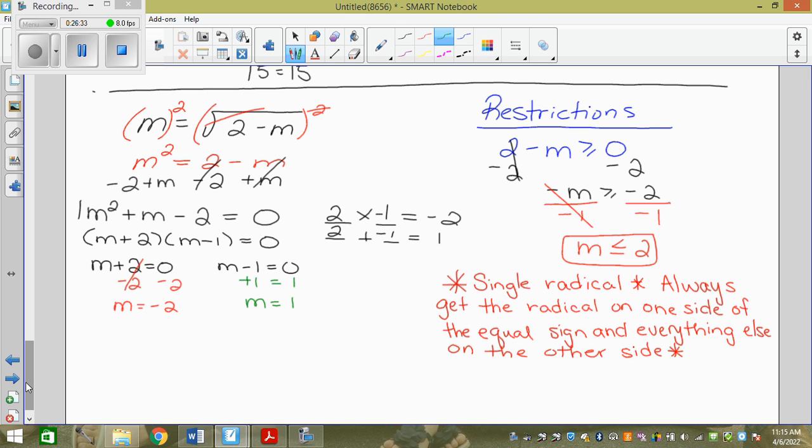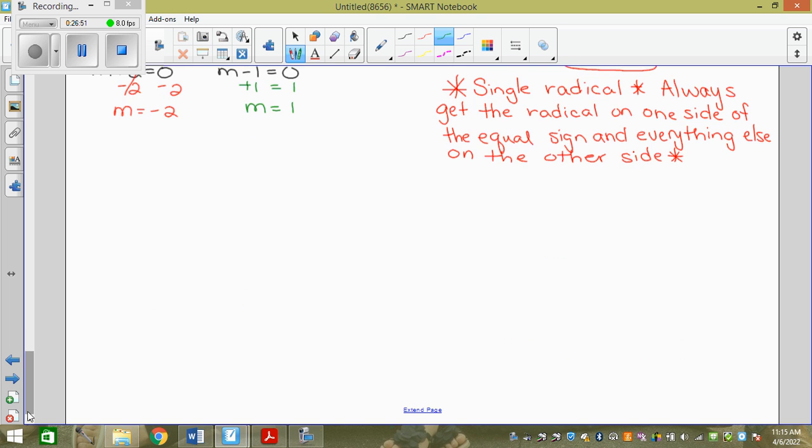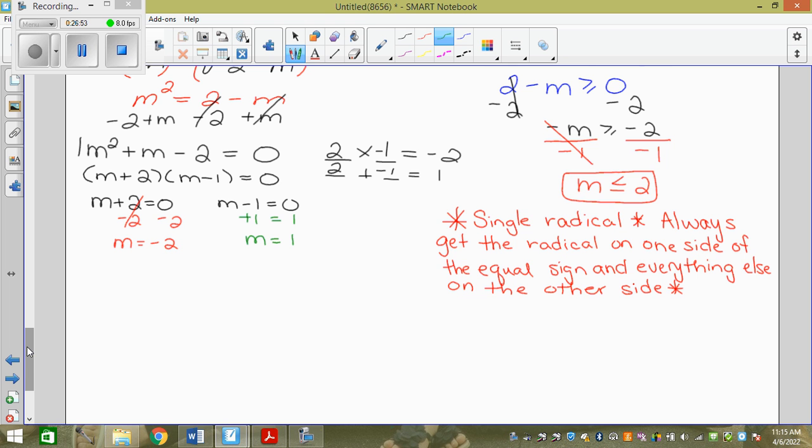Now what's my restriction? M has to be less than or equal to 2. Are both of those less than or equal to 2? Yeah, so they fit in the restriction, but we still have to verify to see if they actually work. Because just because they fit in the restriction doesn't mean they're actually an answer. So we have to check both of them. This is why I'm not doing it on the paper that you have in front of you, because it takes a lot of room. So we're going to check it.